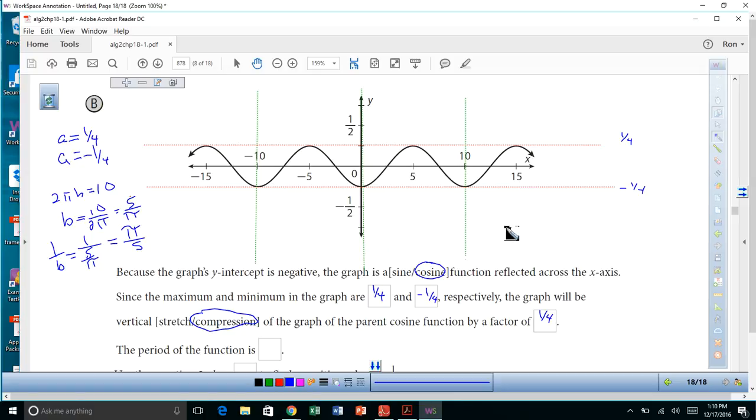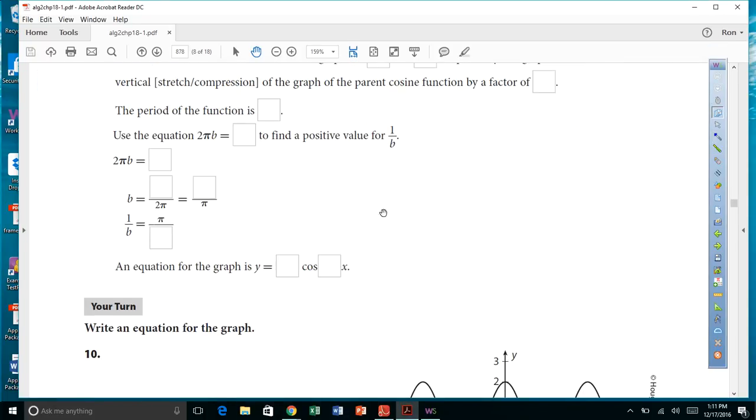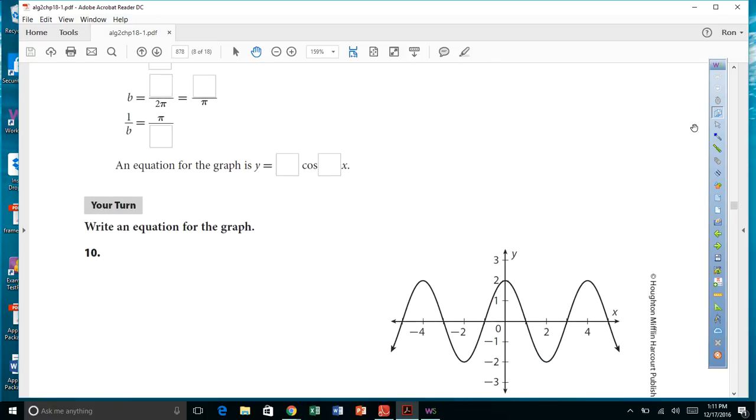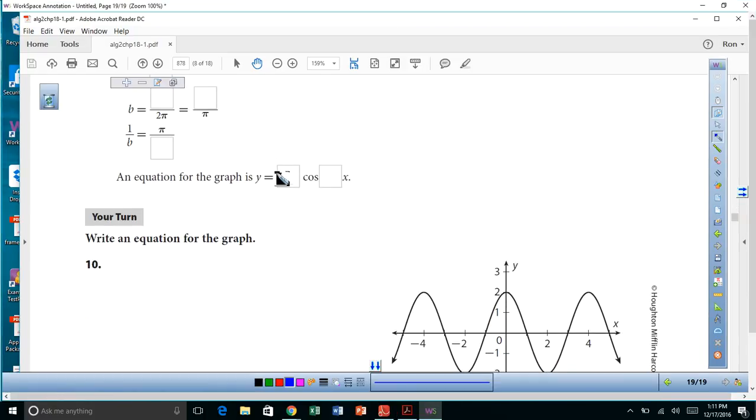Okay, so our equation will be y equals negative 1/4. That's our A. Cosine pi over 5x. It's just kind of clumsy, but 1 over 5 pi. And that's simplified. All right. And I kind of did all of that right there already. And so our equation is negative 1/4 cosine, and that's going to be pi over 5x. All right.